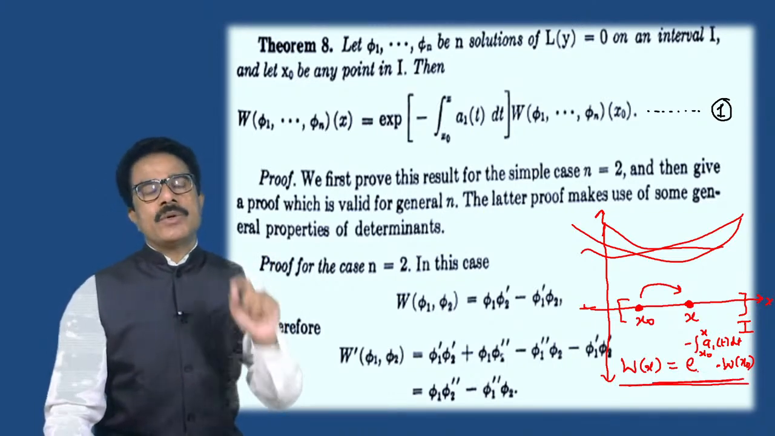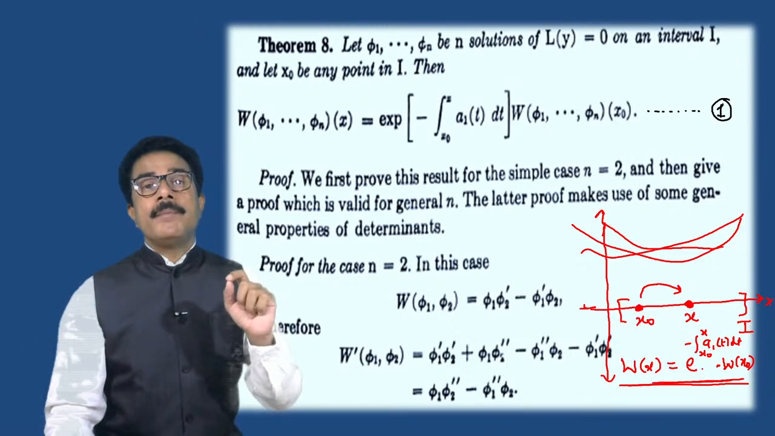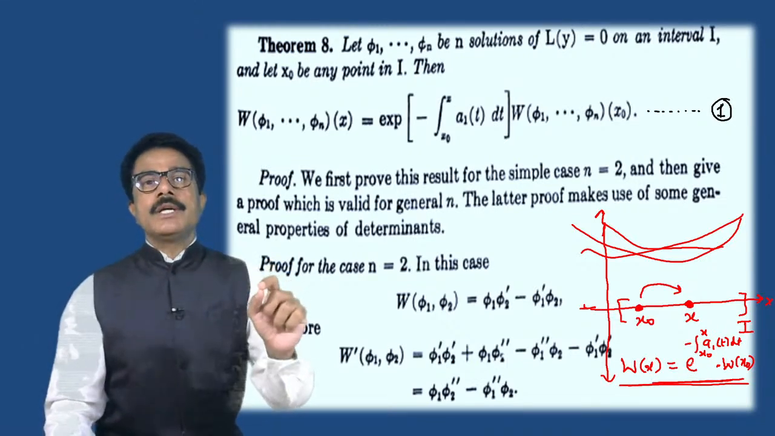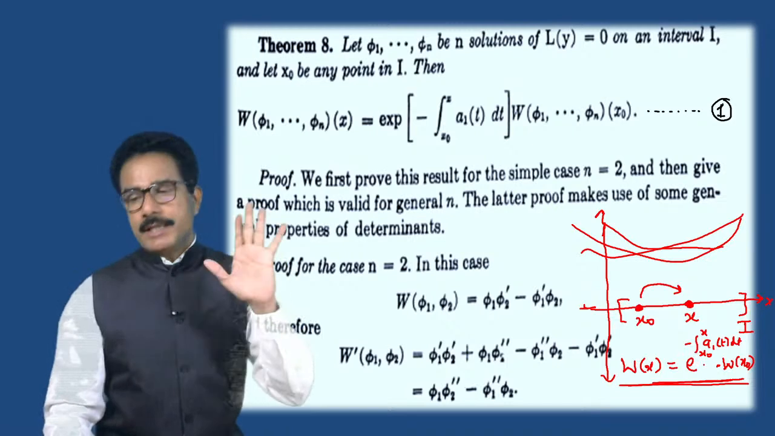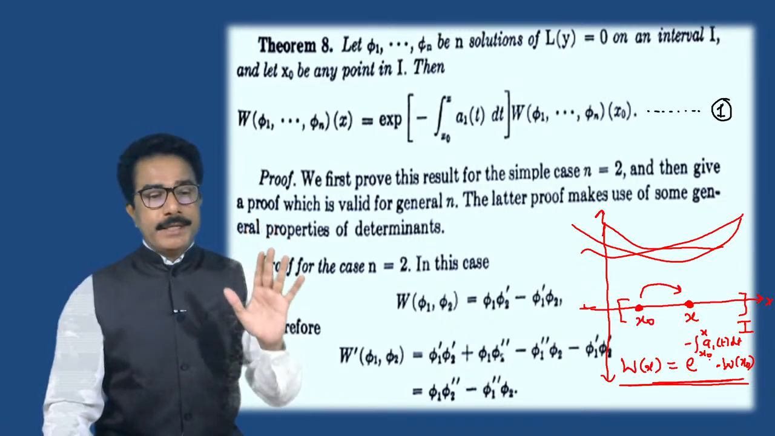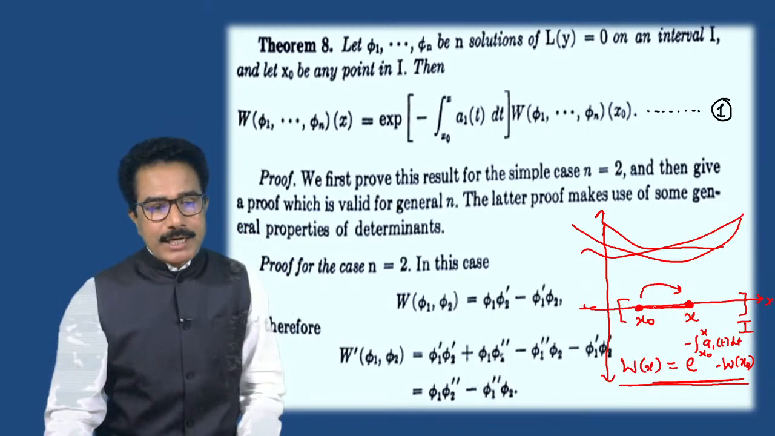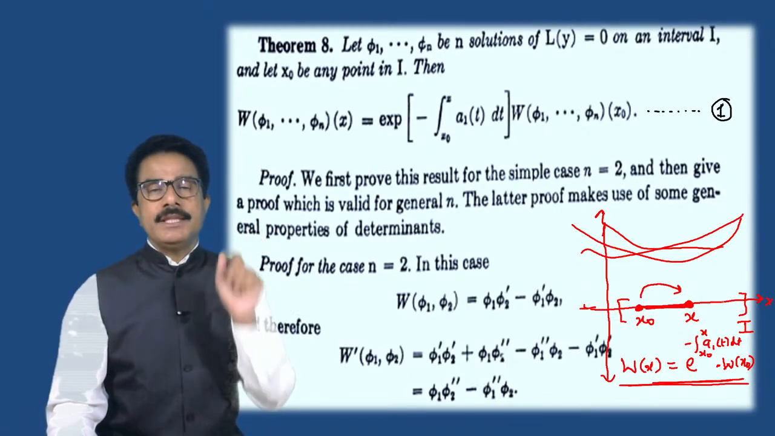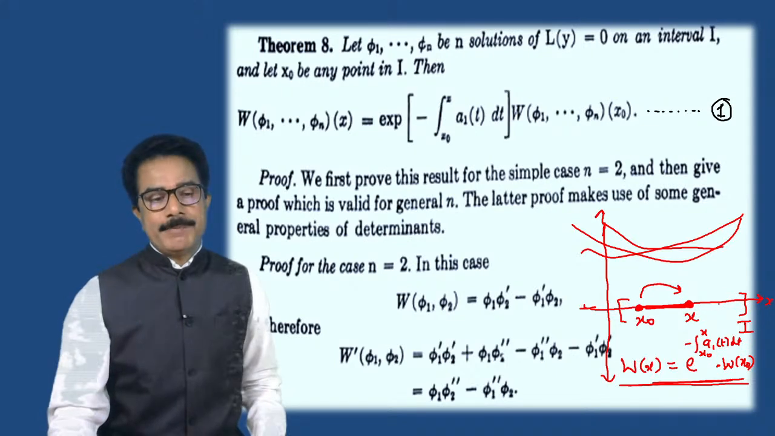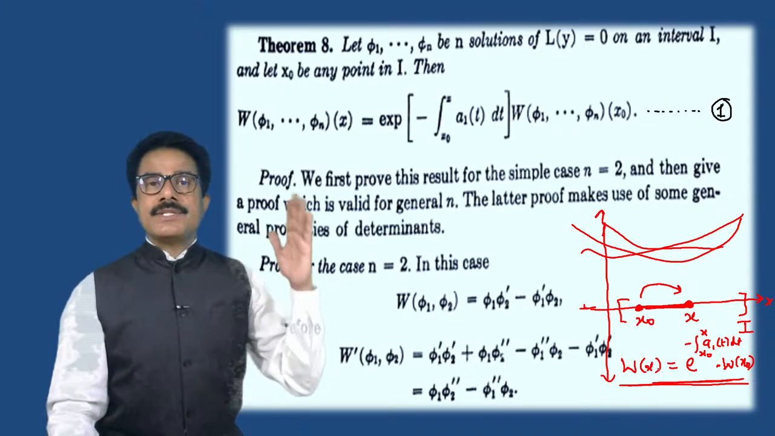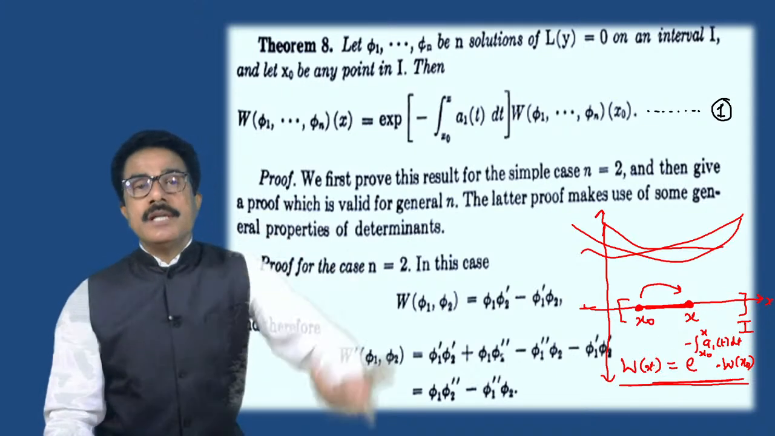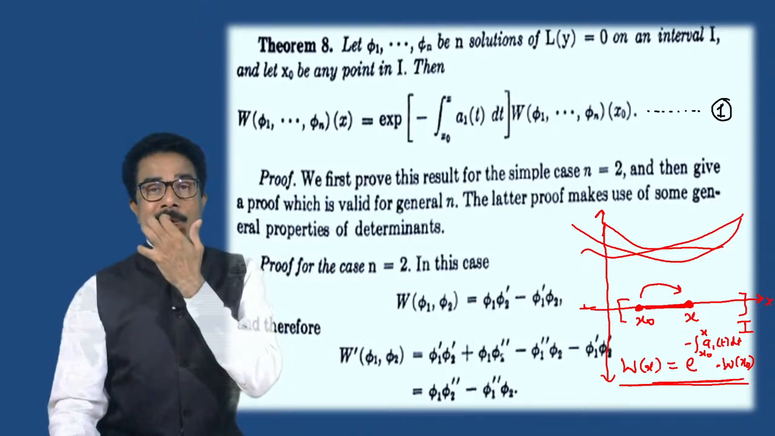But here x naught and x must be in the given specified interval. It is necessary that x and x naught both are in the specified interval I. Then we can write the Wronskian of x by using the Wronskian of x naught.